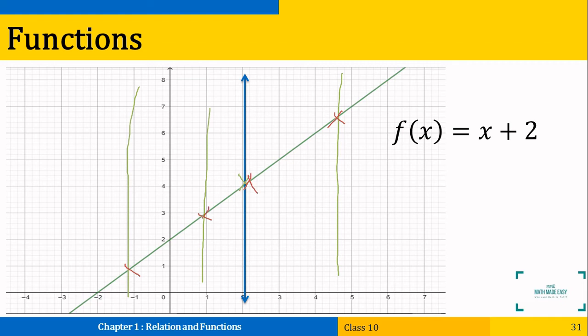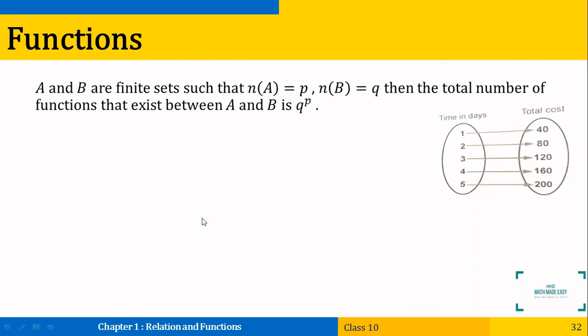Okay, let us see a theorem now. A and B are finite sets such that n(A) is P and n(B) is Q. So n(A), the cardinality of that finite set, is P, and the cardinality of B is Q. Then the total number of functions that exist between A and B is Q power P.